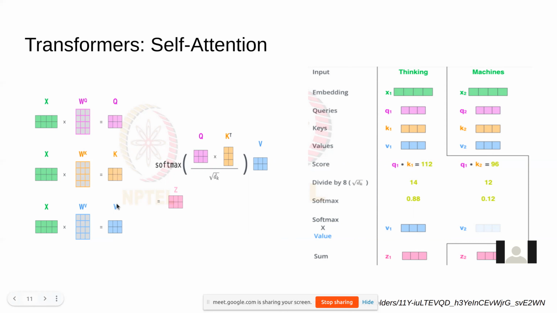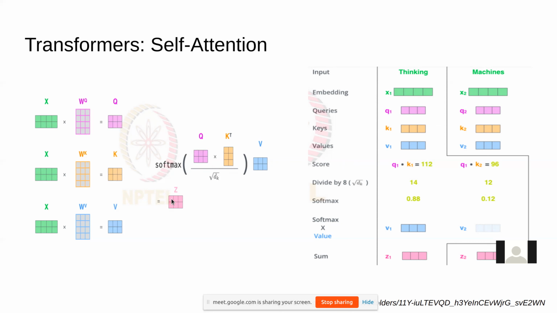Once we have done this, we will find the similarity. We will compute Q times K transpose, then divide this by the square root of the dimensionality of the key vector embeddings, and apply a softmax. That will give the weights over all these inputs, and that will be multiplied by the value vector to give you the final vector set.